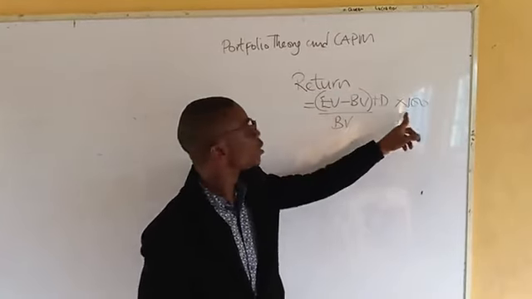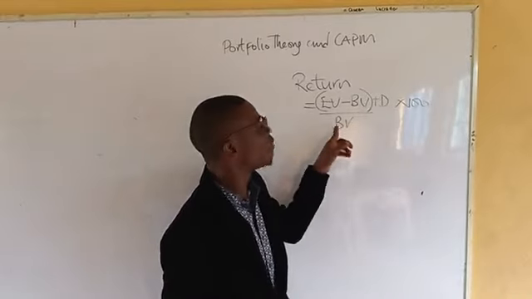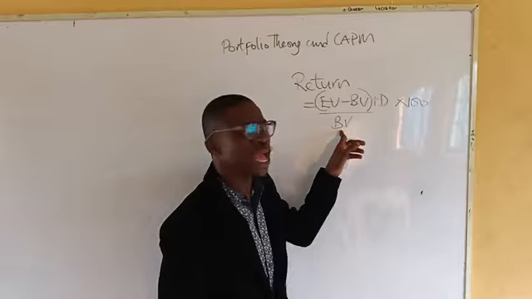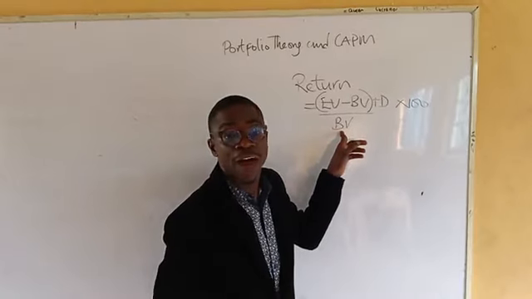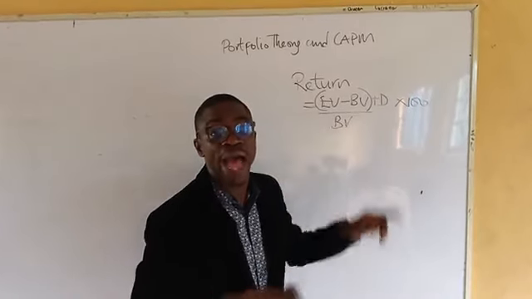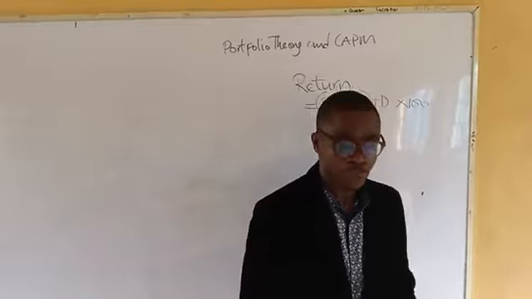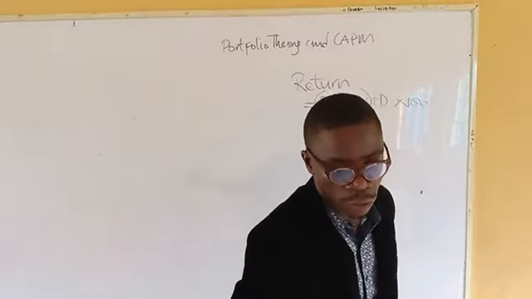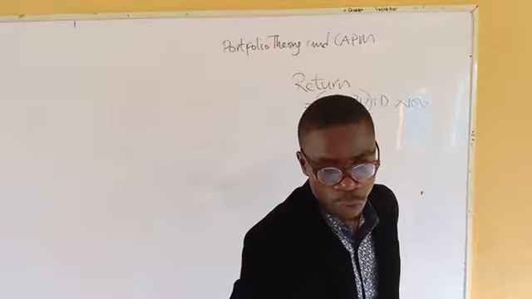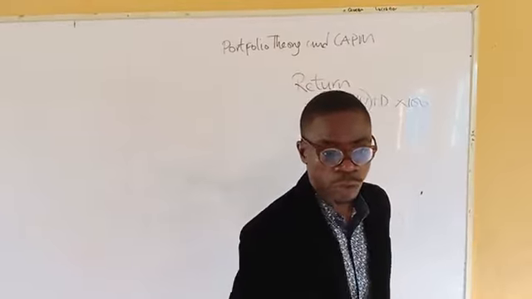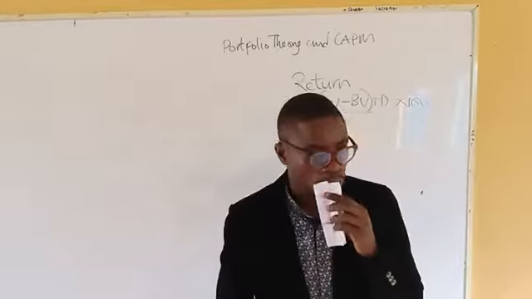Times 100, divided by the value of the investment at the beginning of the period. Am I communicating? Are we together? So let's now look at this question.